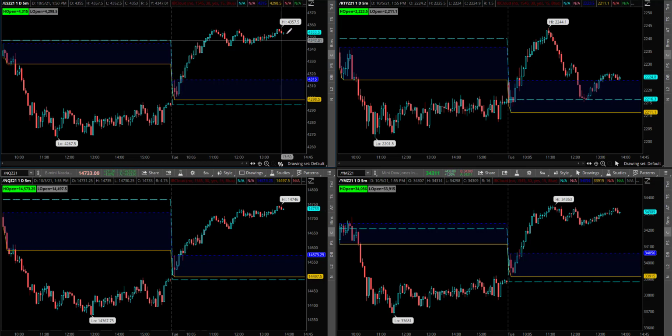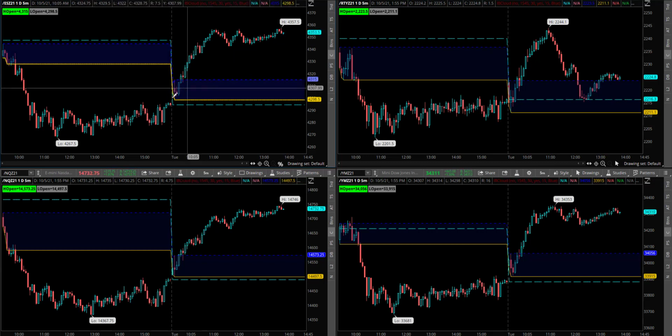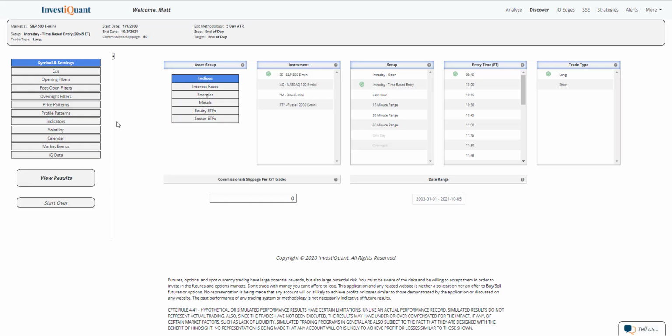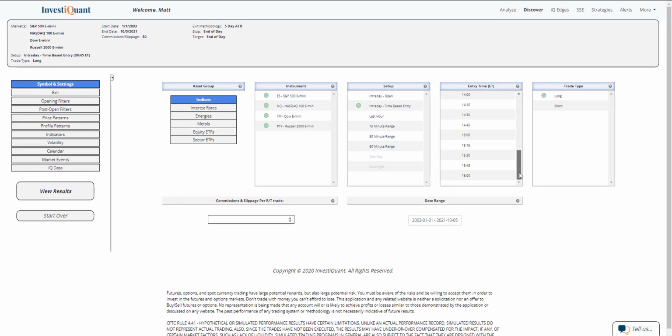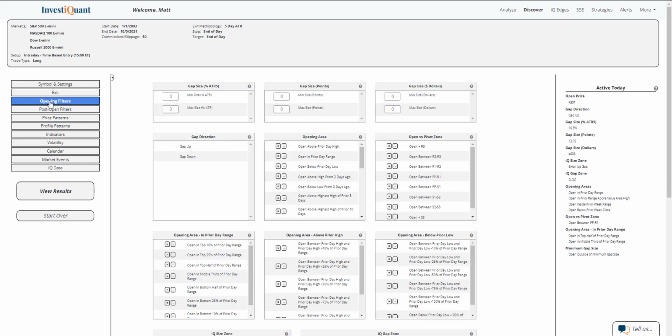That's the pattern that we're going to be looking at specifically this afternoon in Discover: this type of gap up and then trend higher and above yesterday's high. Let me go ahead and set that up here in Discover. I'll grab all four instruments. Setup will be based upon entering the market long at 3 p.m. Eastern Time, exiting at 4:15 p.m. Eastern Time.